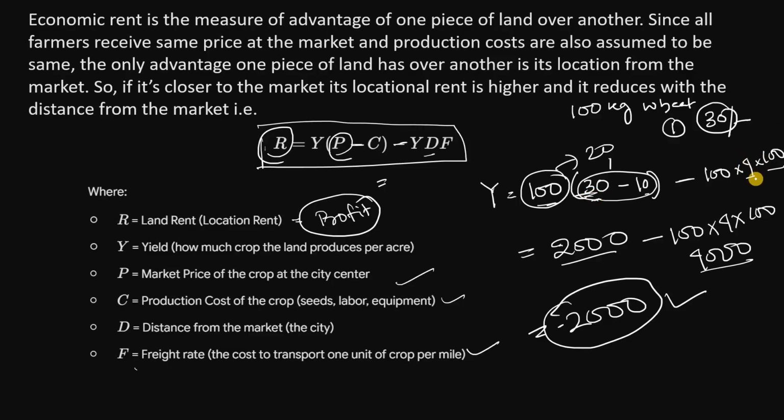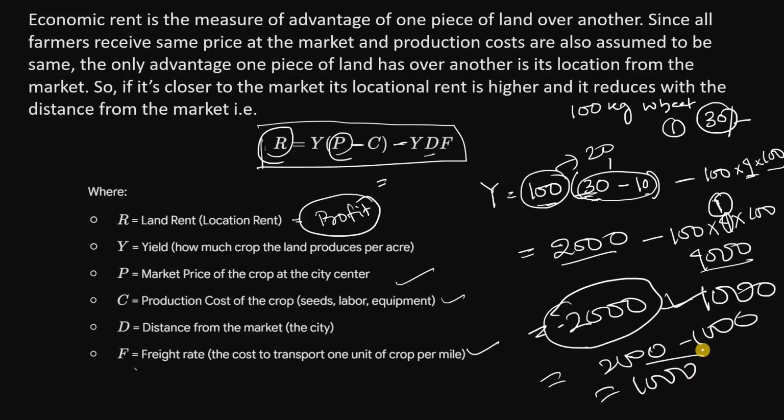So what do we have to do? We have to reduce the distance. Suppose I reduce the distance to 1 kilometer. Then I am going to pay 1000 for the product transportation, and 2000 minus 1000 is equal to 1000, which will be our benefit.